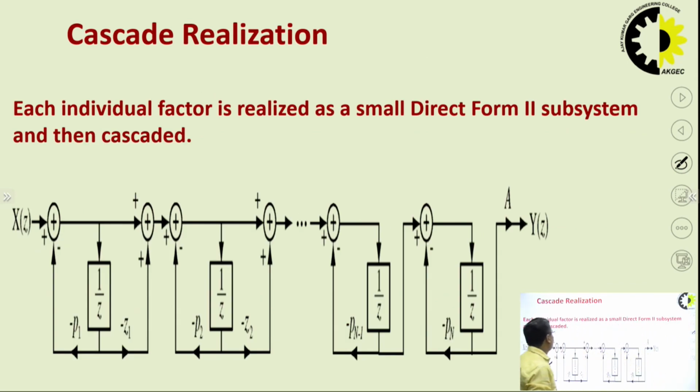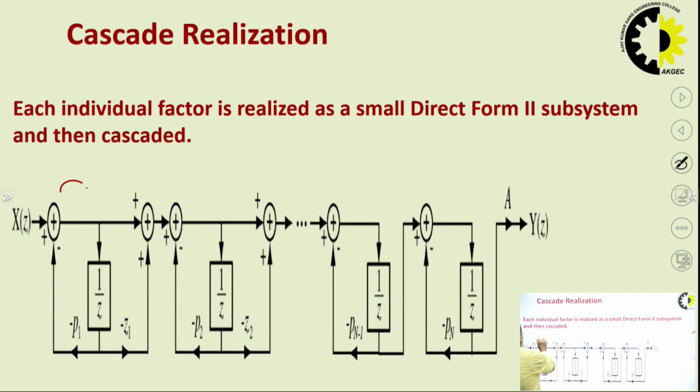Now, each individual factor is realized as a small direct form 2 or direct form 1 structure and then cascaded. So, here H of z you are splitting, okay. Now, you are realizing. Generally we have to realize by using direct form 2, because in direct form 2 some facilities are there. Delay elements will be reduced. That's why we are using direct form 2.